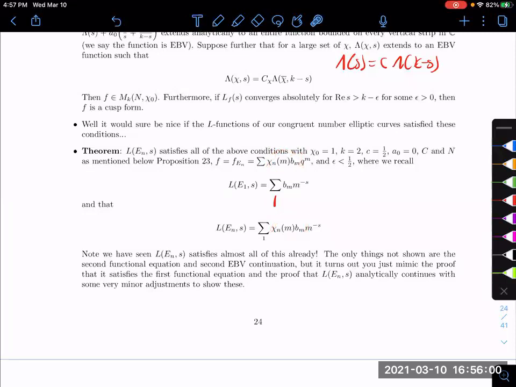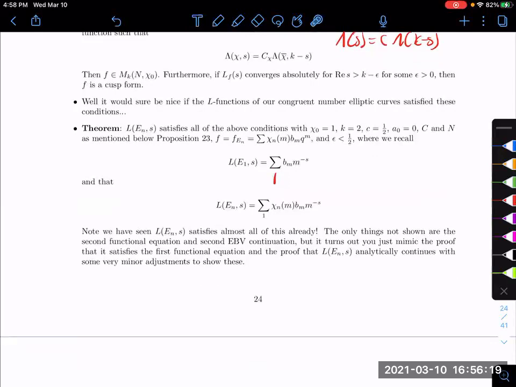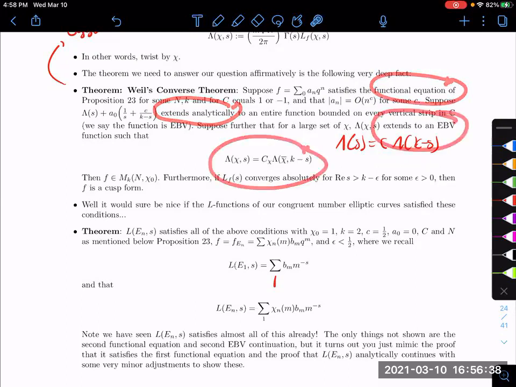And as I remarked here, we've already seen that these L functions satisfy all these conditions. The only things that we have not shown are this second functional equation and this second analytic continuation. We haven't shown either of these. But as it turns out, you can go through the proof that the first analytic extension happens and that the first functional equation is satisfied, and you can make very small modifications to those proofs, and you will get the second functional equation and the second analytic extension for free.